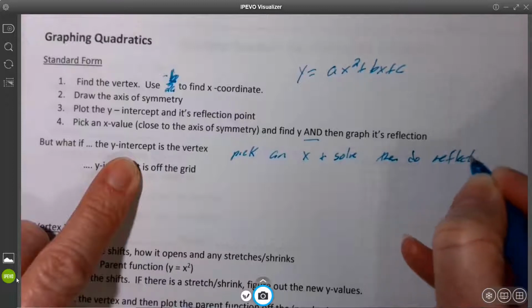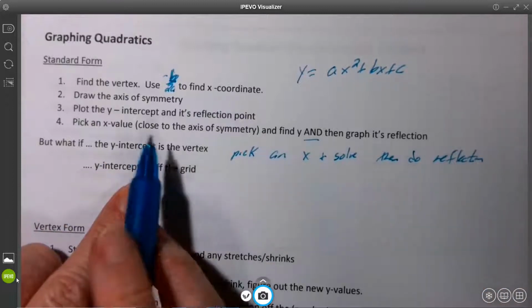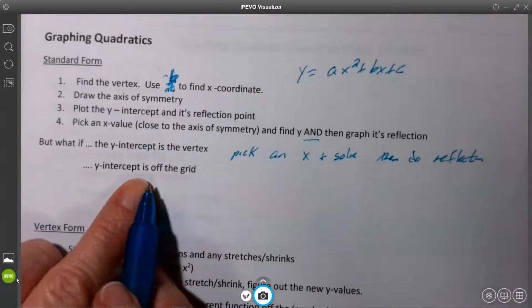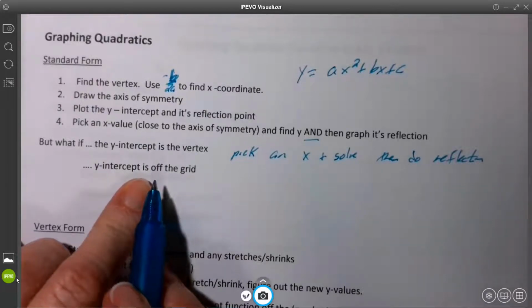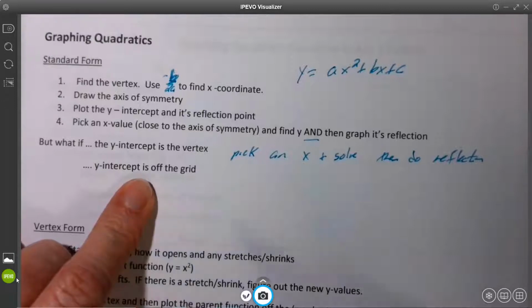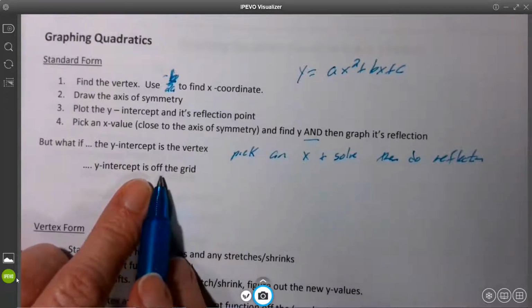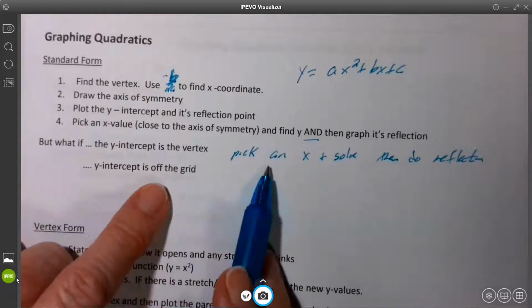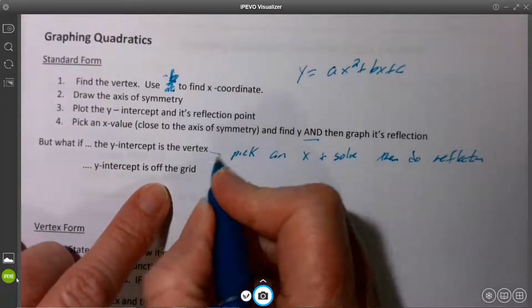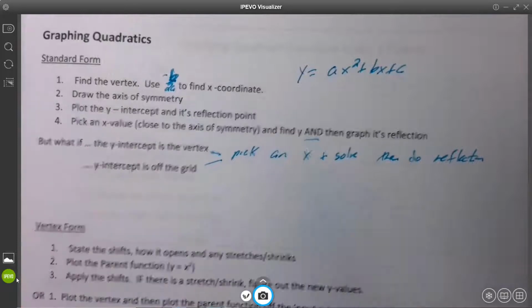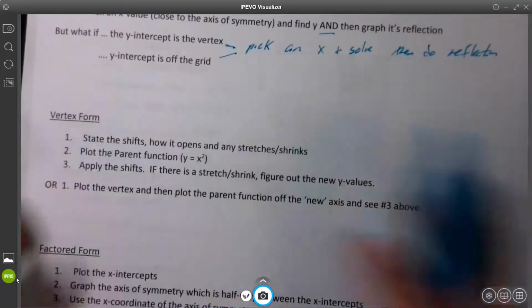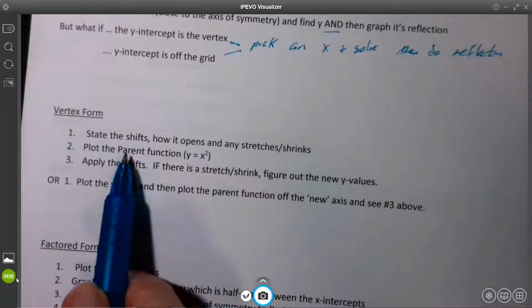What if the y-intercept, because I say plot the y-intercept. Well, on one of the homework problems, we found out that the y-intercept was negative 51. Nobody wants to graph negative 51 on a grid that only goes to 10 to negative 10. So again, you can't use the y-intercept, so pick an x value. So both of these, if you don't have anything else that works, pick an x value. That always works.